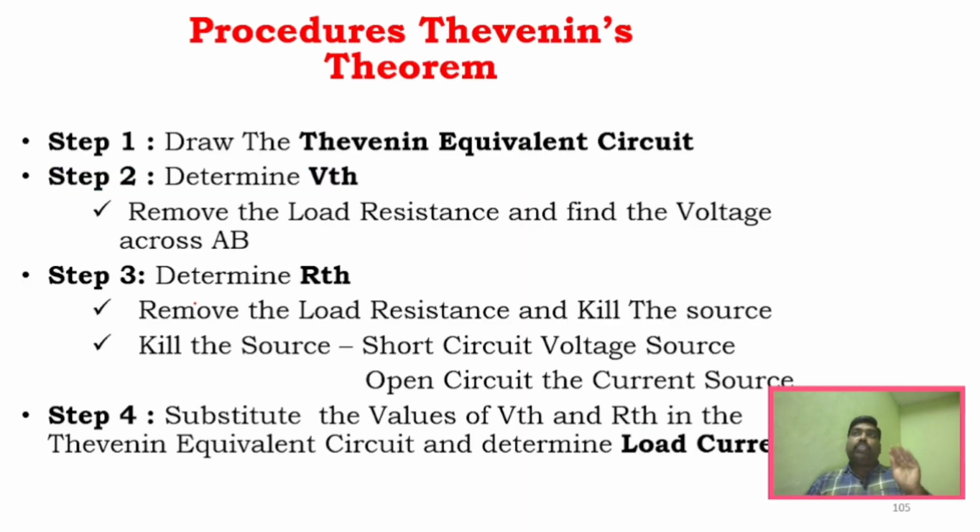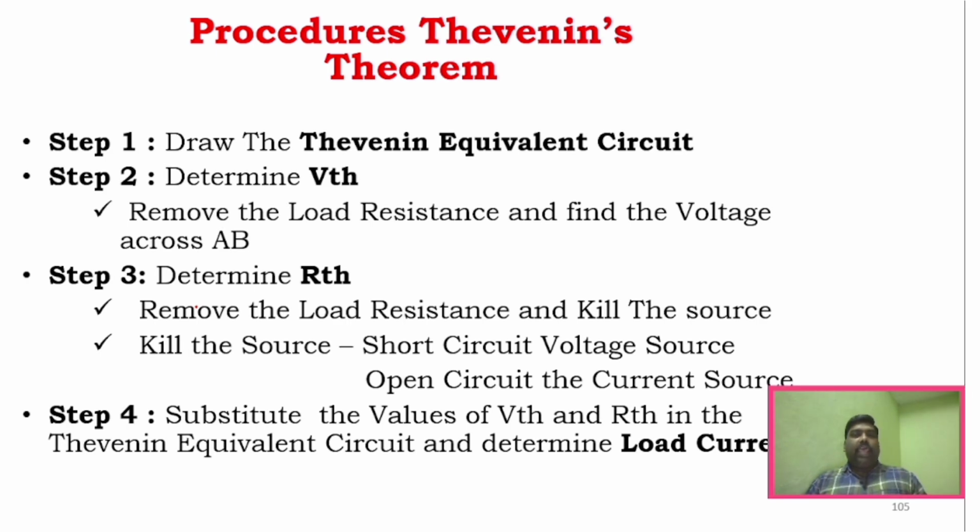I'll just refresh the procedure which I explained in the previous video. The very first step is to draw the Thevenin equivalent circuit, and then find VTH. How will you find VTH? You have to remove the load resistance and then find VTH, and then find RTH. For finding RTH, you remove the load resistance and also the source. For killing the source, if it is a voltage source, you short circuit it, and if it is a current source, you open circuit it. And then at last we substitute the values of VTH and RTH in the equivalent circuit and find the load current through RL. This is what I explained in the previous video also.